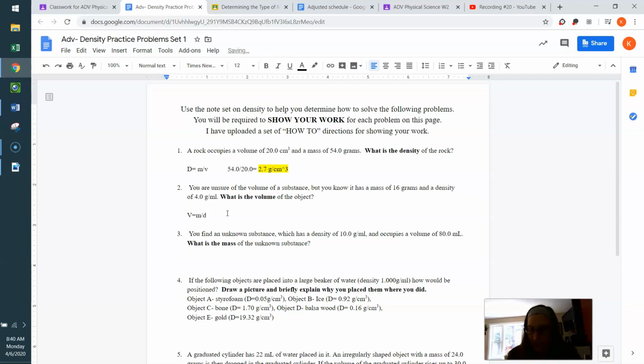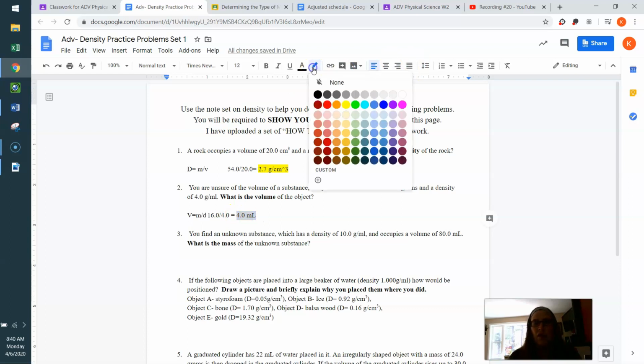So in this particular case, I'm going to take my 16 grams and I am going to divide it by my 4.0 grams per milliliter. And that is going to give me my volume, which 16 divided by 4 is 4.0, and my unit for volume is milliliters. So this should have been your final answer.